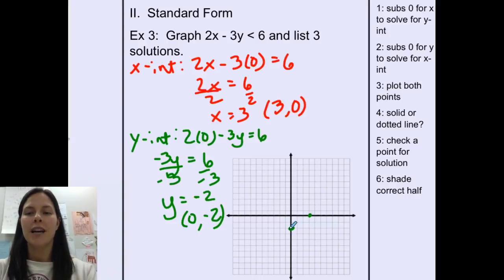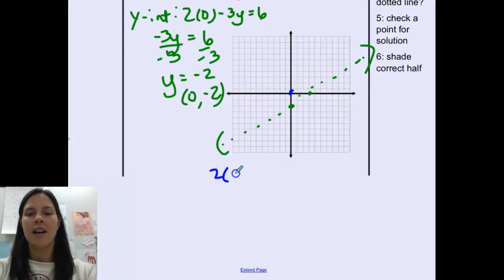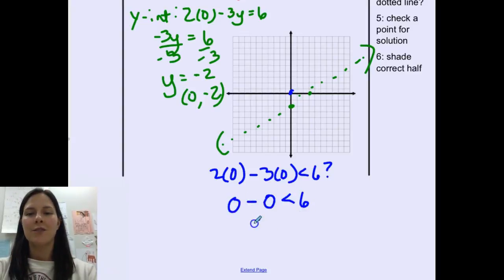This line will again be dotted because it's just less than, it is not "or equal to." So we have a dotted line through those 2 points. I'll pick 0, 0 to substitute in, replacing the x and y with 0. We'll see if this is true. 2 times 0 is 0, 3 times 0 is 0, 0 minus 0 is 0. Is 0 less than 6? Yes, so we'll shade on the side with 0, 0 again.